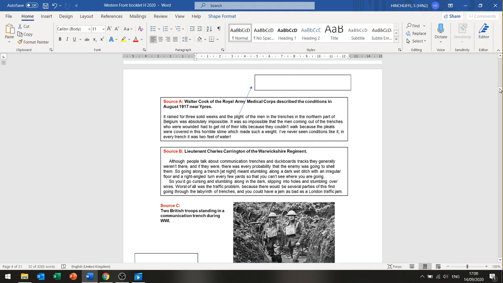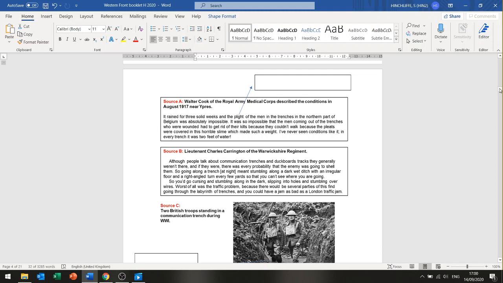So we've looked at what it was meant to be like with the trench system, which was quite elaborate, complicated and complex. But when we actually look at sources from the First World War, based on soldiers' accounts and photographs, did it match up with the reality?